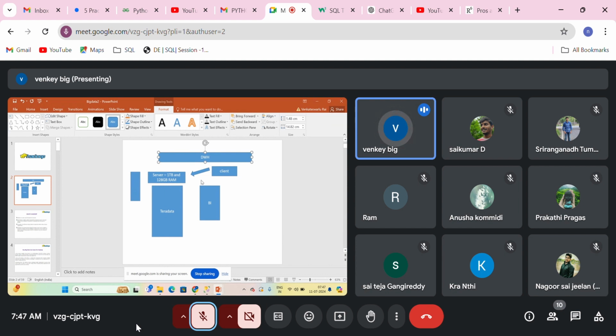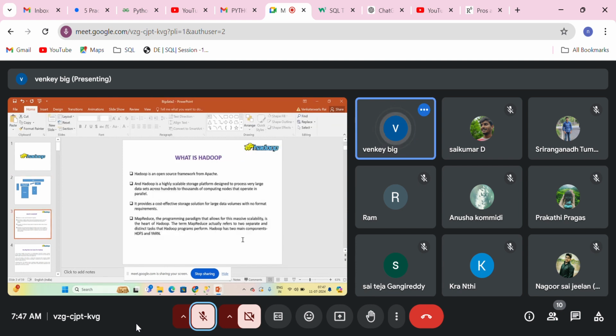Hadoop is a distributed storage and a distributed processing framework. It is a cost effective storage solution for large data volumes with no format requirements. Be very, very clear. Your Hadoop platform can support any kind of data. You dump anything, it will take. So Hadoop is a schema on read platform. It is not a schema on write platform. Be very, very clear.